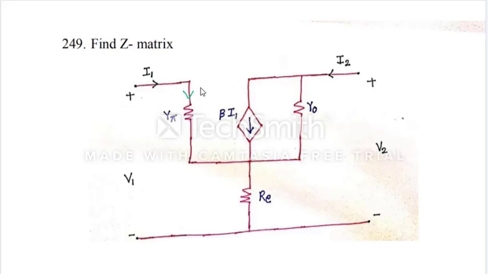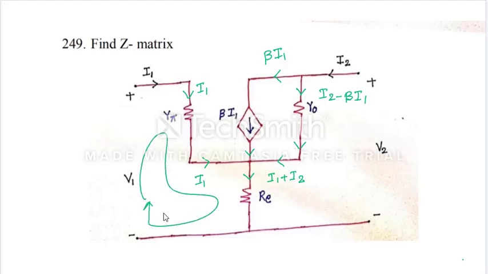Now this current is how much? I1. This current is how much? I1. This current is I2. This current is beta I1, na? So this current is how much? It is I2 minus beta I1. Yes, this current is I2 minus beta I1, this is beta I1. Then this current finally is how much? I1 plus I2. So can I apply KVL in this loop now?